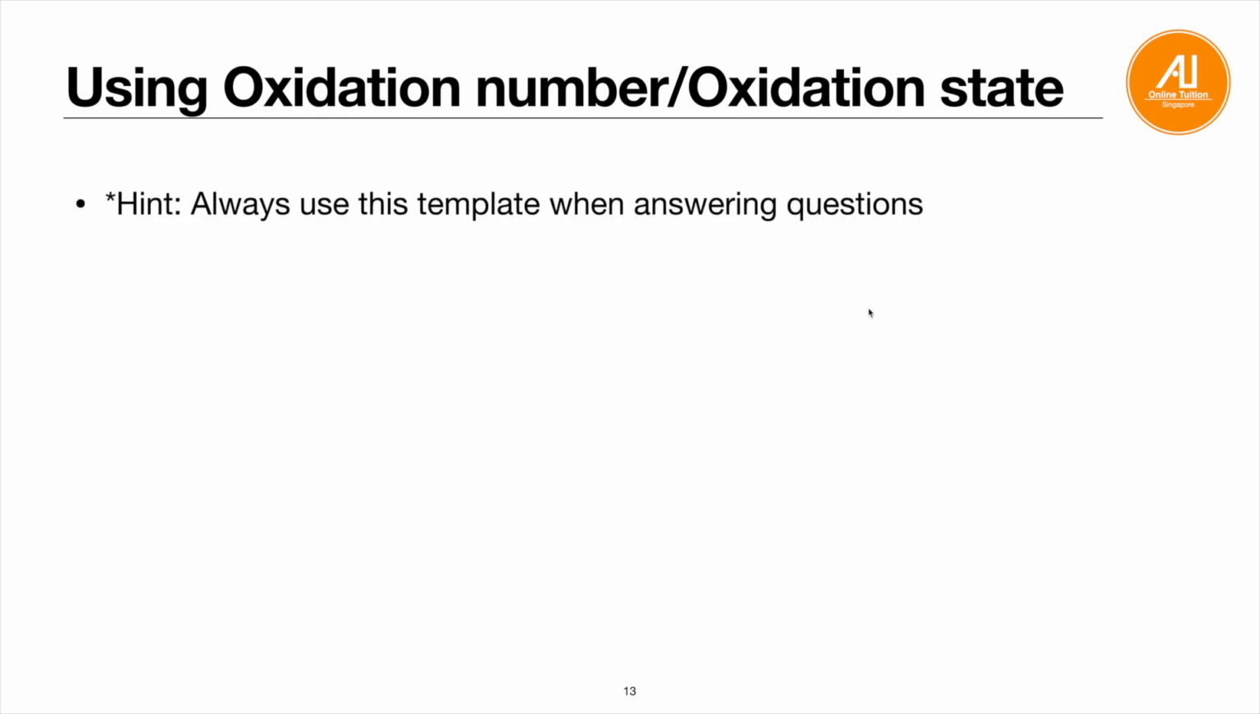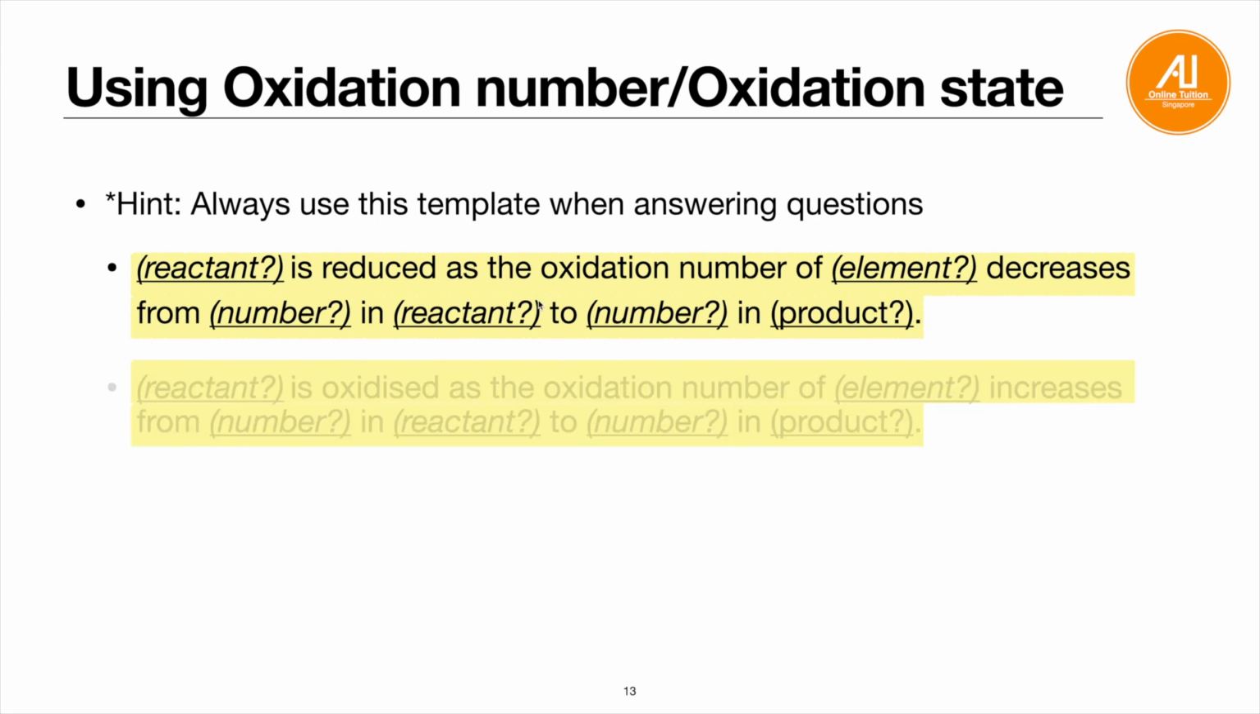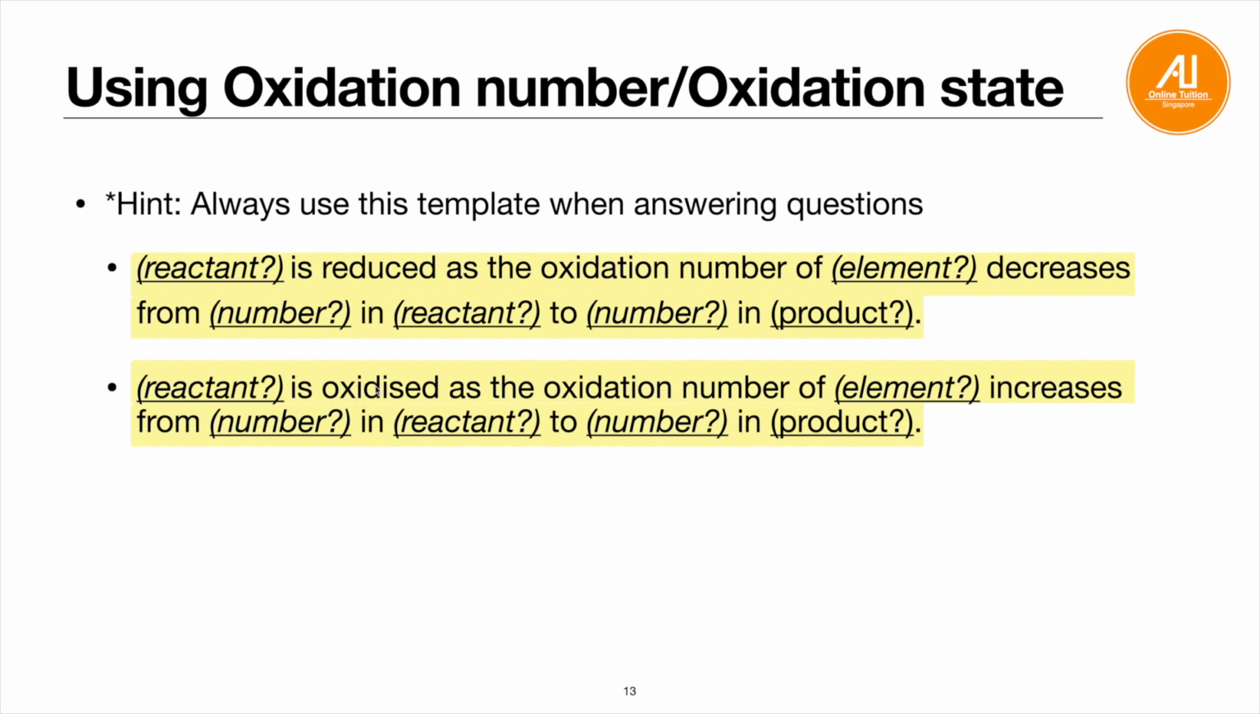Hint for you for oxidation number: always use this template when answering a question. I wrote down the template for you already, so you already saw how we used it just now. The reactant is always reduced as the oxidation number of which element decreases, because it's reduced, so it's decreased. The oxidation number must decrease from what number in which reactant to what number in which product. The same thing for oxidation: the reactant is oxidized as the oxidation number of which element increases from what number in which reactant to what number in which product, meaning from where to where. So this one is like a template.